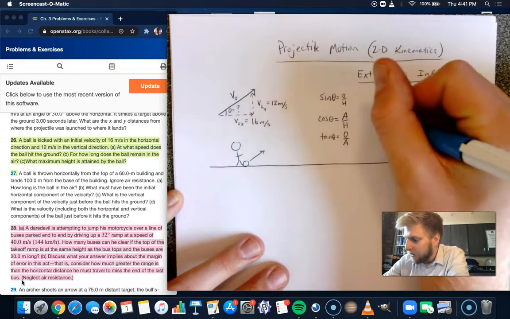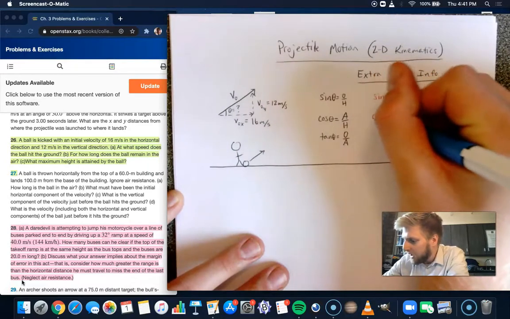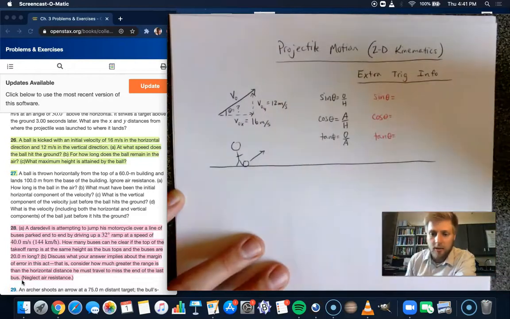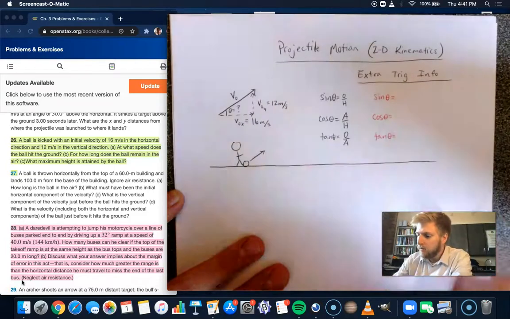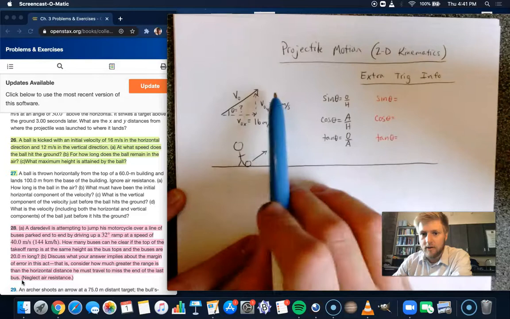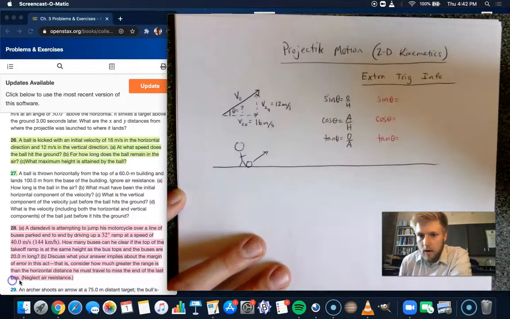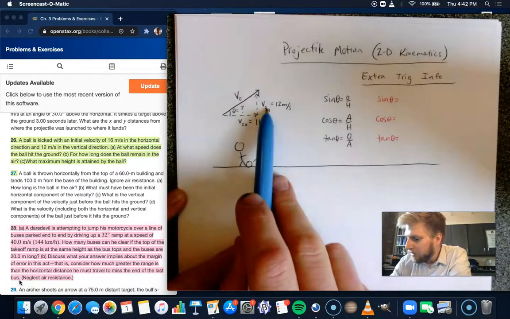So we don't want to guess here. We always just want to be careful, write everything out, and let's see if we can figure out what these are. Actually, take a moment on your paper, see if you can write what are the relationships using these variables for sine theta, cosine theta, and tan theta.